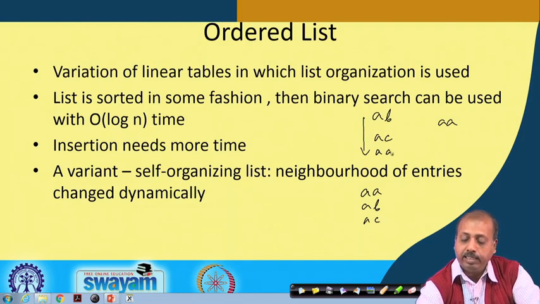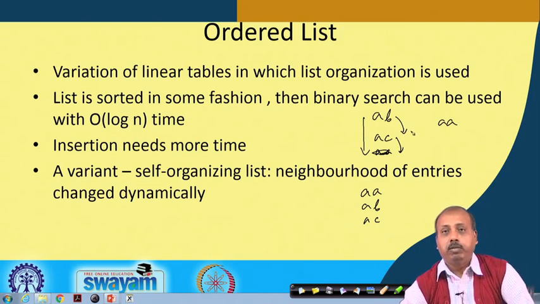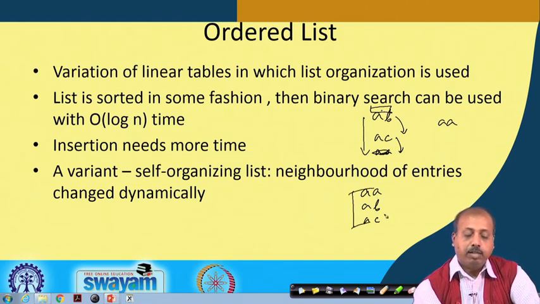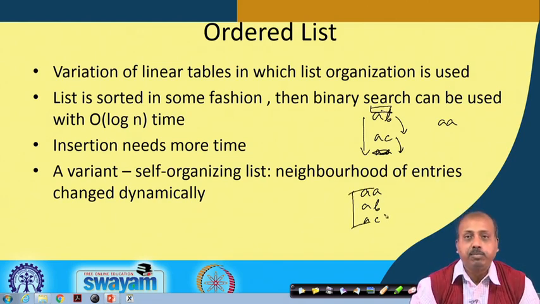Now, for doing that, AC and AB need to be copied down by one position, making the first slot free, and there you can insert AA, so that it becomes like this. As a result, insertion becomes order n time, whereas search becomes order log n time. So, this is the trade off that we have to make. Insertion is made more costly, so that search becomes easier.